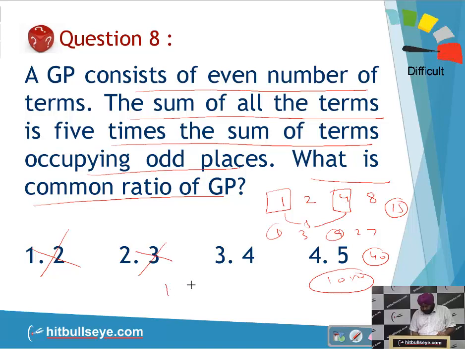Third option: 1, 4, 16, 64. Sum of these 4 terms is 85. Sum of the terms at odd places is 17, and 85 is 5 times 17.